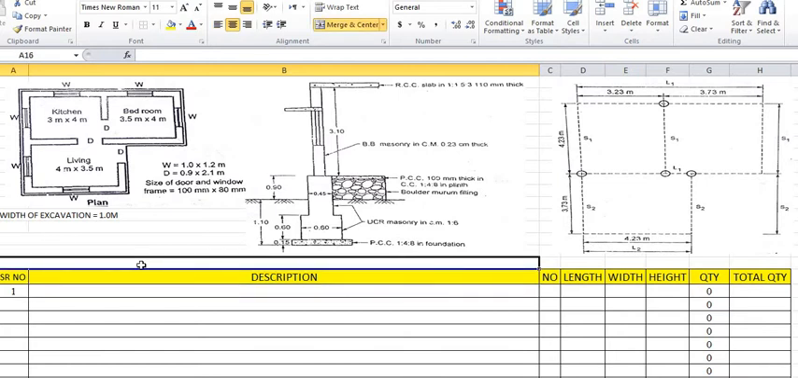Here I am writing down the length of long wall. L1 is nothing but the length of long wall. What is the length of long wall? We will add 3.23 meters plus 3.73 meters. So what is the length of L1? 3.23 plus 3.73 will be 6.96 meters. So this will be the total length.